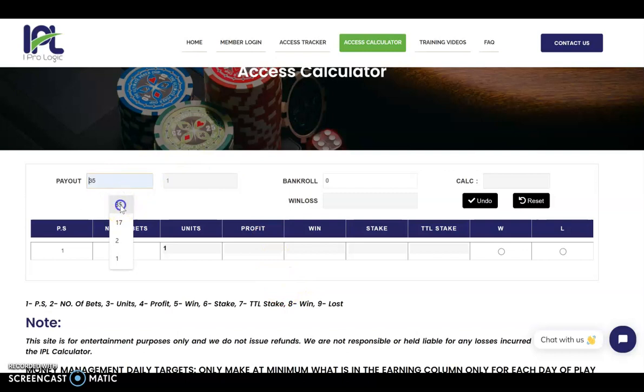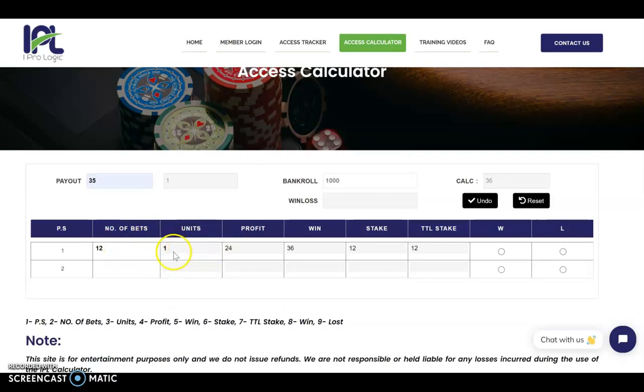So let's just say you're putting 35 to 1, you put in a bankroll of, let's say, $1,000, and that's that. Let's say you had, I don't know, 12 bets. It tells you to bet 1 unit on those 12 numbers. Okay, if you lost, no big deal.